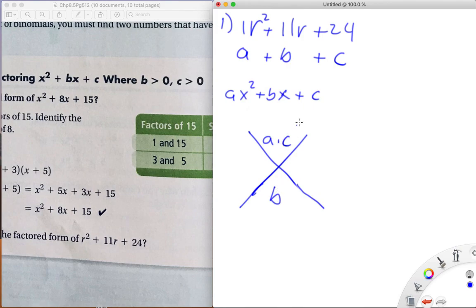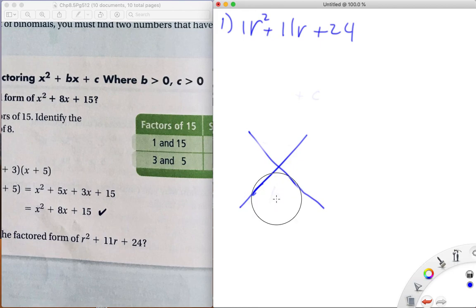So in the case of number 1, I've got to think of a number that when I multiply, remember there's a 1 in front of that guy, so it's going to be 1 times 24. And when I add the factors together, whatever that product is, it's going to give me 11. So when I do this, I draw a chart in my head, and this is going to be your factor tree. How many different ways can I make 24?